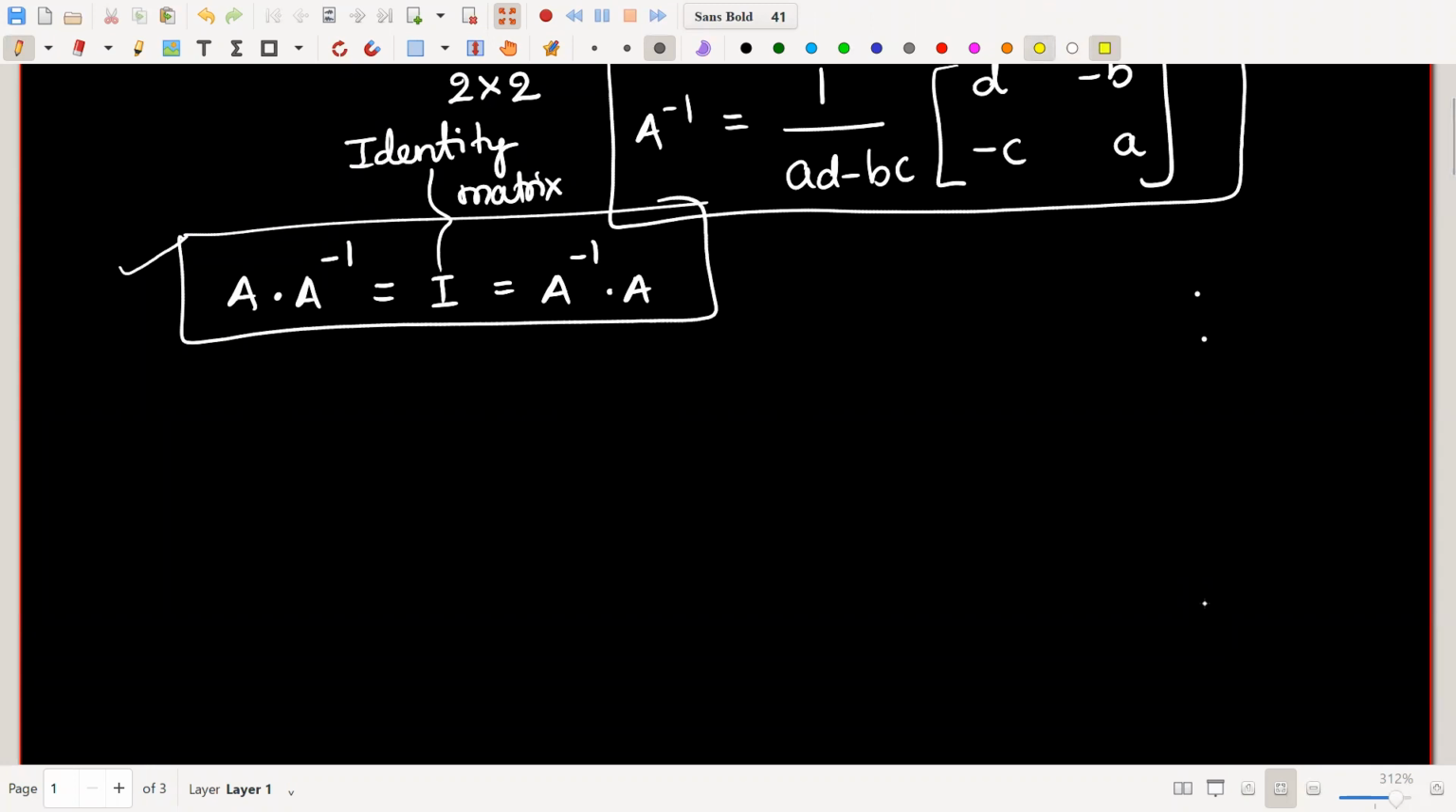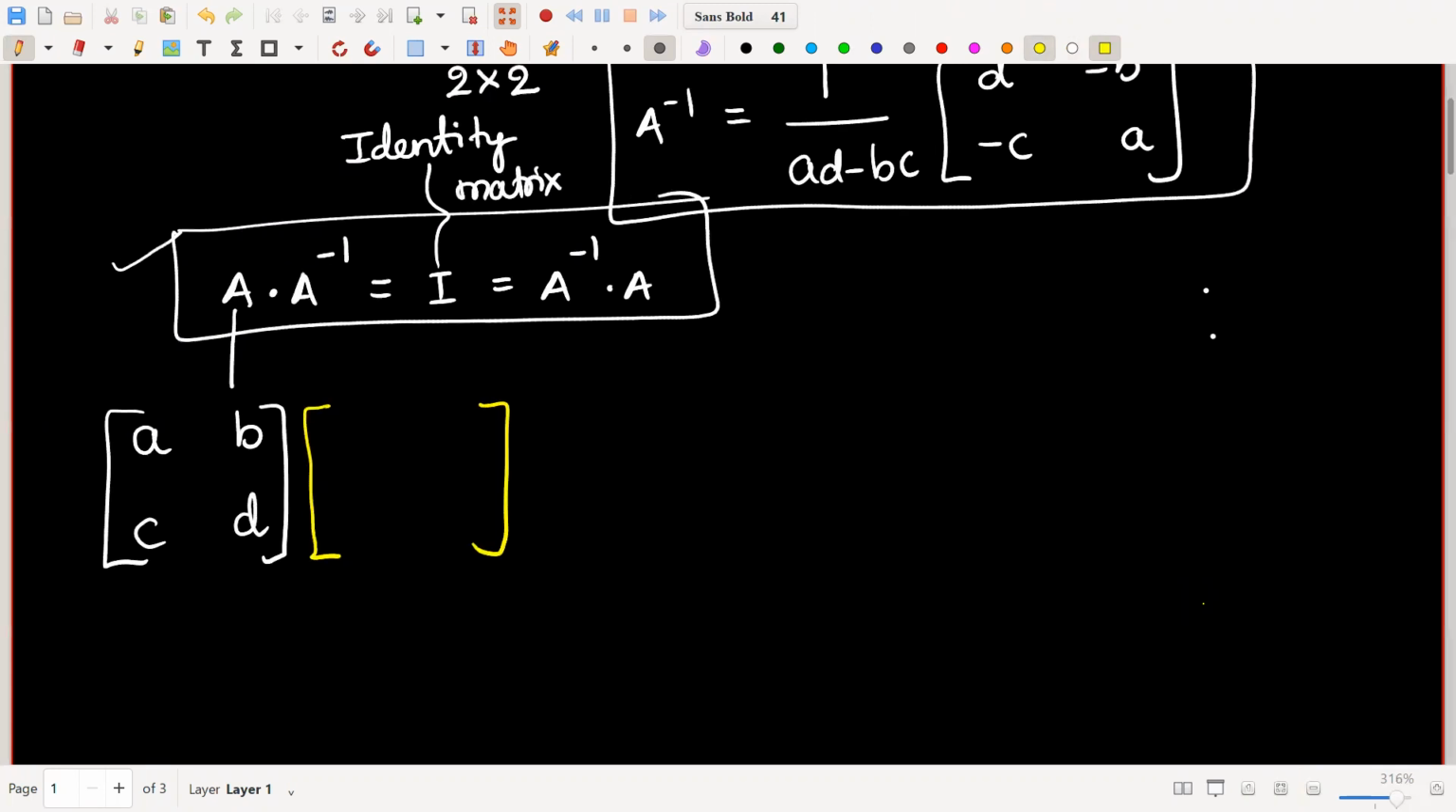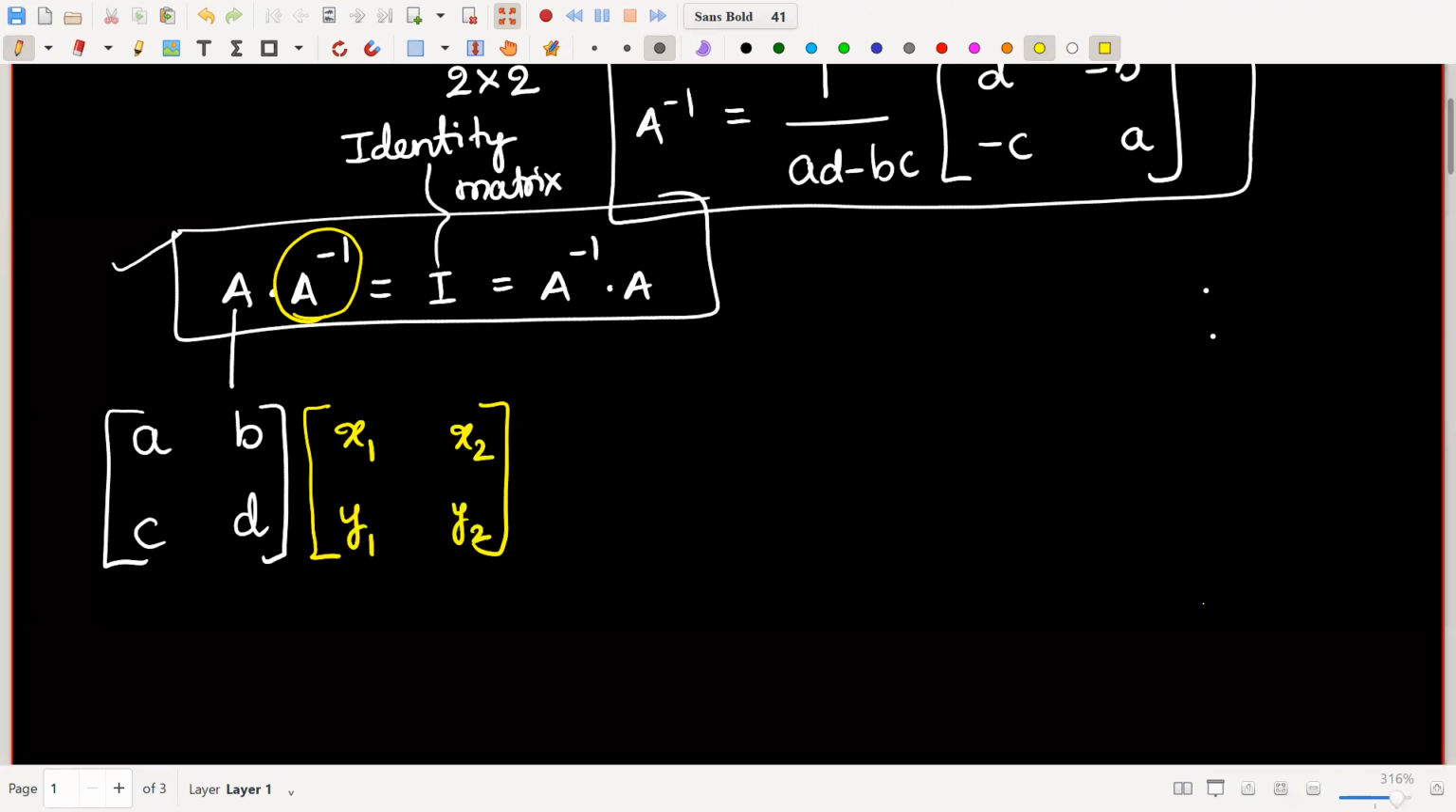Now we have this matrix A we took already, it is [a, b; c, d], and A inverse. We have to find this A inverse. So let's take the elements which are unknown because we don't know A inverse. So we are going to find it out.